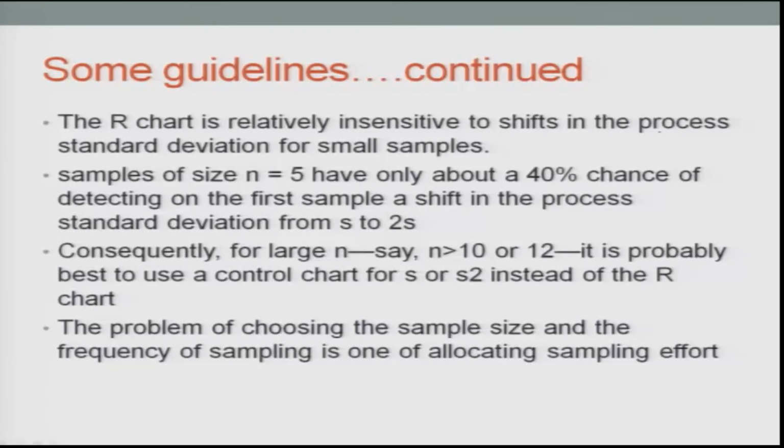The R chart is relatively insensitive to shifts in the process standard deviation for small samples. A sample of size n equal to 5 has only about a 40% chance of detecting, on the first sample, a shift in the process standard deviation from sigma to 2 sigma. So, 60 of them would not give, 40 would give you that information. Consequently, for large n, say n greater than 10 or 12, it is probably best to use control charts for S or S squared instead of R. So, the problem of choosing the sample size and the frequency of sampling is one of allocating the sampling effort, based on which you can increase your sampling efficiency.